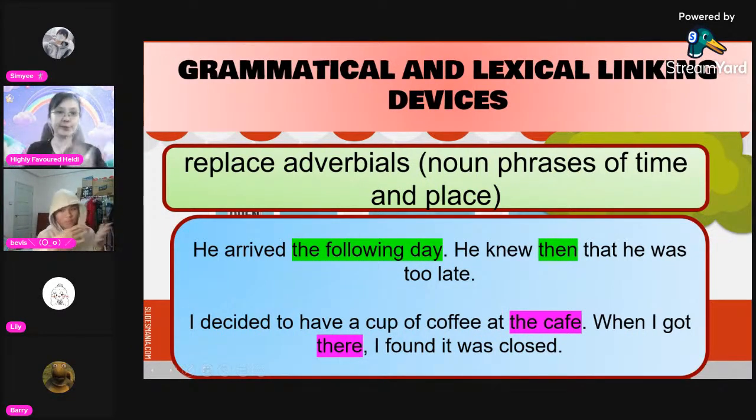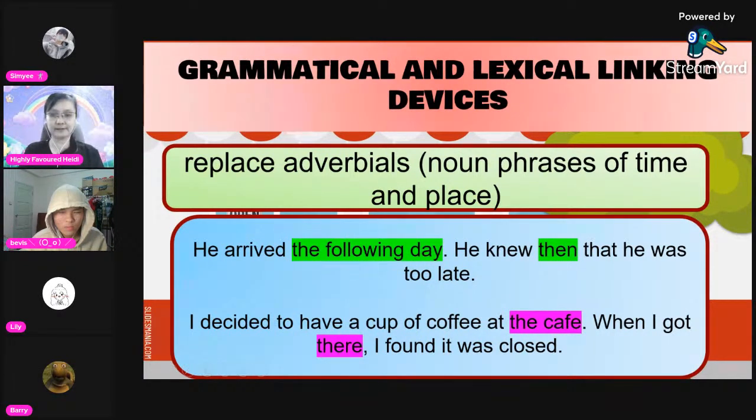So this is adverbial. One is referring to time, one is the place. The time will be the following day, then. So when you know how to use it accurately and correctly, you are applying the cohesive devices, and at the same time your grammar and your lexical are appropriate. Correct. So this one, I decided to go to the cafe, and then the "there" is referring to the cafe.